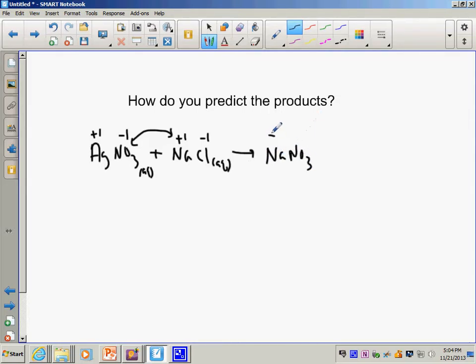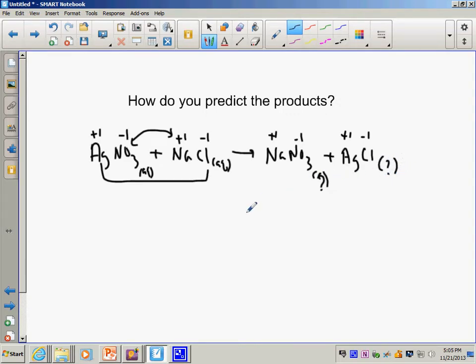NaNO3, +1 -1. Make sure you crisscross or charge balance on the product side. Then you have the silver, and the chloride is your other option. AgCl, +1 -1. Make sure you charge balance. I've just predicted my potential products. Now, I still need to determine whether they're aqueous. I'll just put a question mark here.